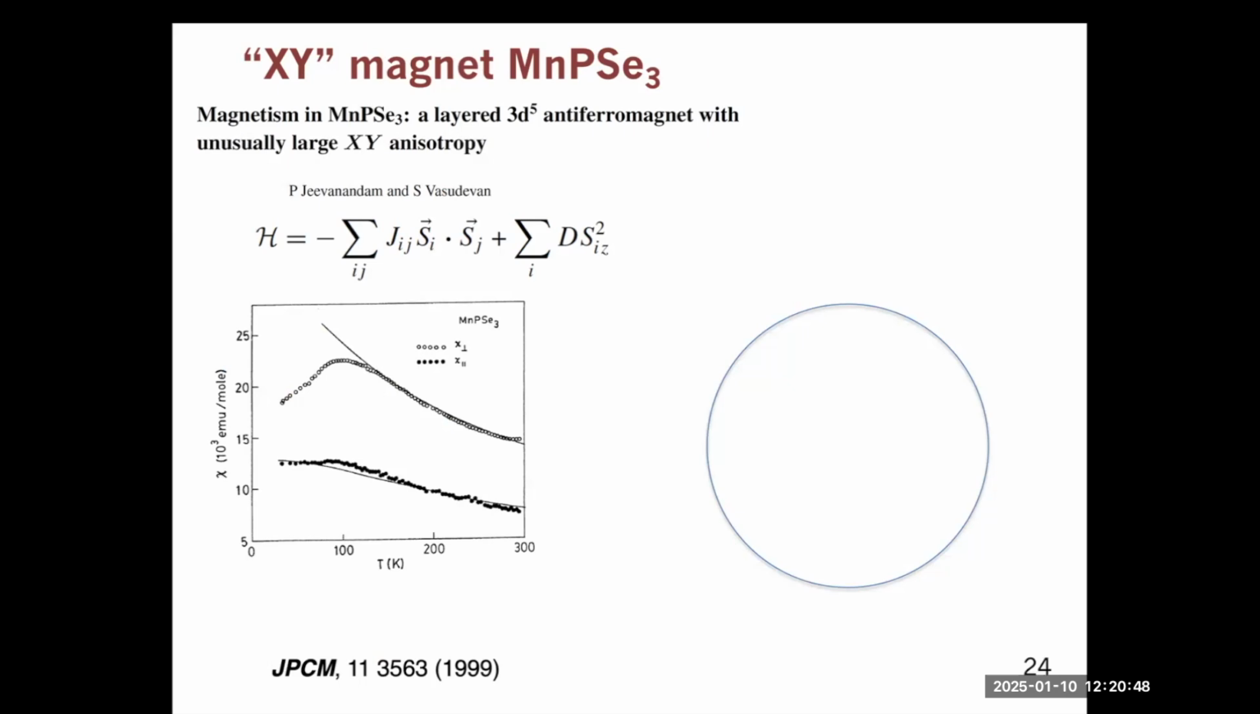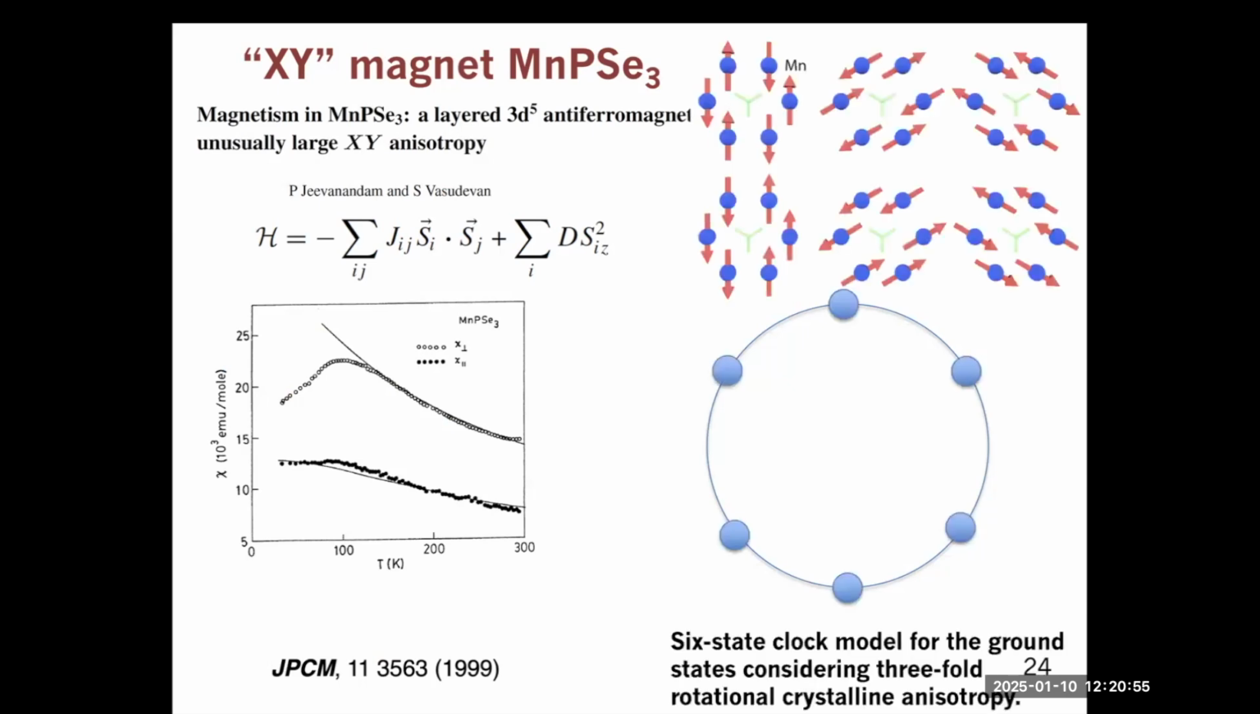However, if you consider the three-fold rotational symmetry plus time reversal symmetry, there will be 6 domains. In the language of the Landau free energy, this is called a six-state clock model. In other words, the ground state should have 6 domains, but that's not what we saw.